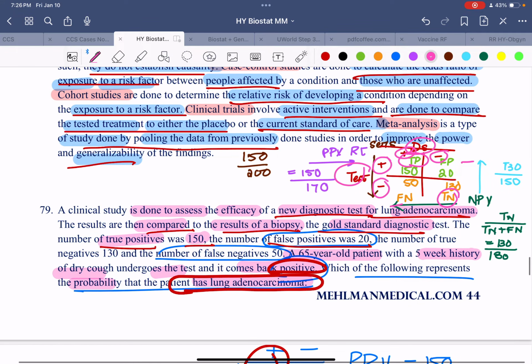Now we are going to plug in the numbers. True positives 150 goes here, false positives 20 go at the top, and then we have false negatives 50 and true negatives 130. So here goes 50 and 130. Now a 65-year-old patient with a 5-year history of dry cough undergoes the test and it comes back positive, right? So we don't know whether the patient has disease or not. The most important thing is we began with a positive result, and now we want to know whether the patient has lung adenocarcinoma or not.